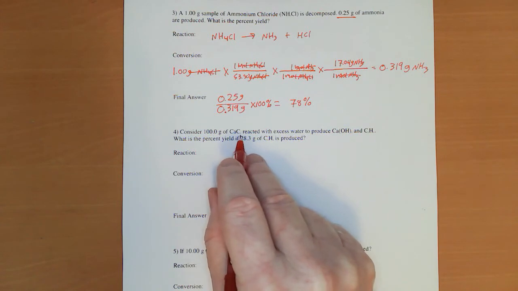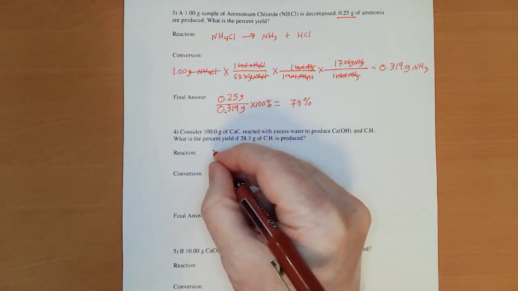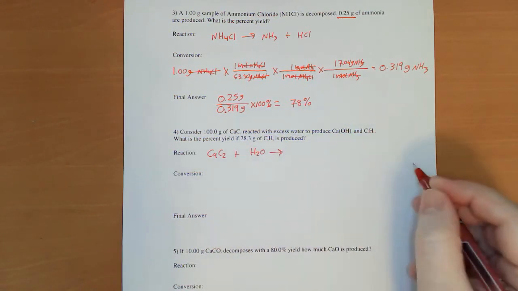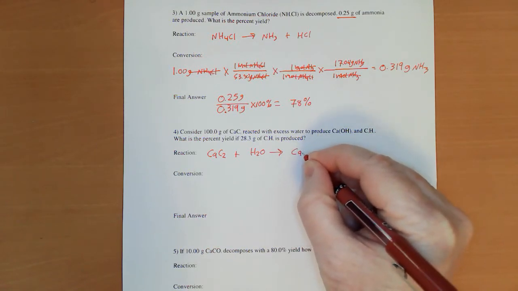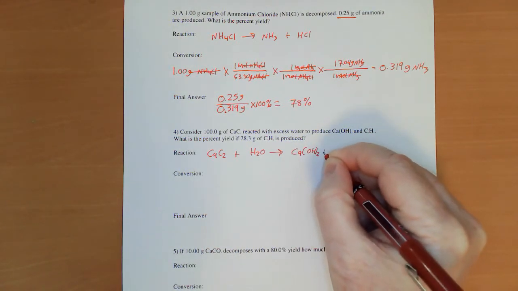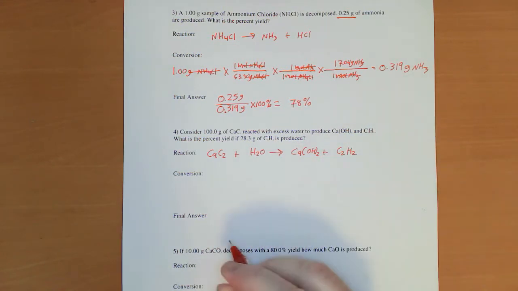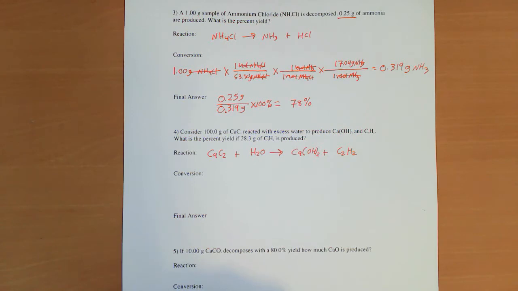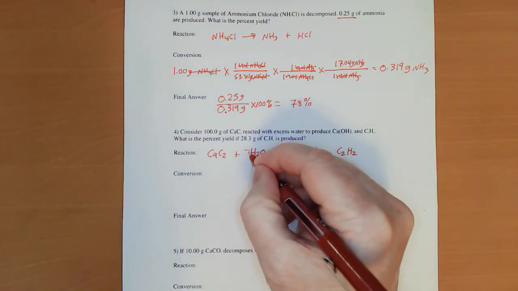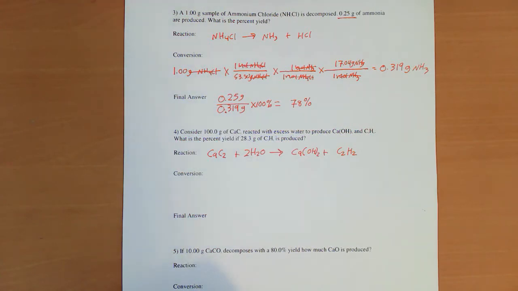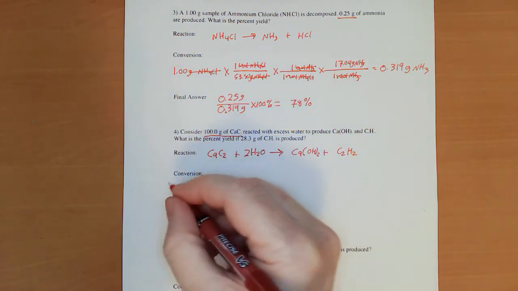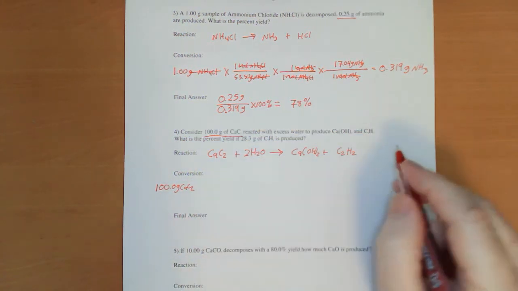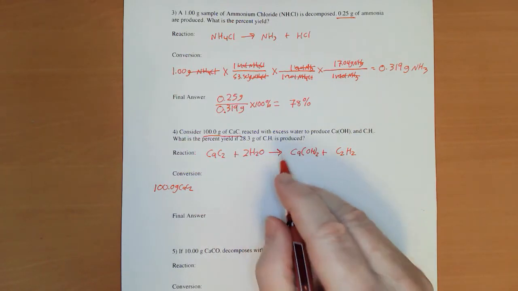Calcium carbide reacts with excess water. CaC2 plus H2O to produce calcium hydroxide, Ca(OH)2 plus C2H2. That's how we used to make acetylene actually for the lamps that miners would wear on their hard hats. Cool reaction. Put a 2 there. We have 100 grams of the CaC2. We want to convert that into C2H2.